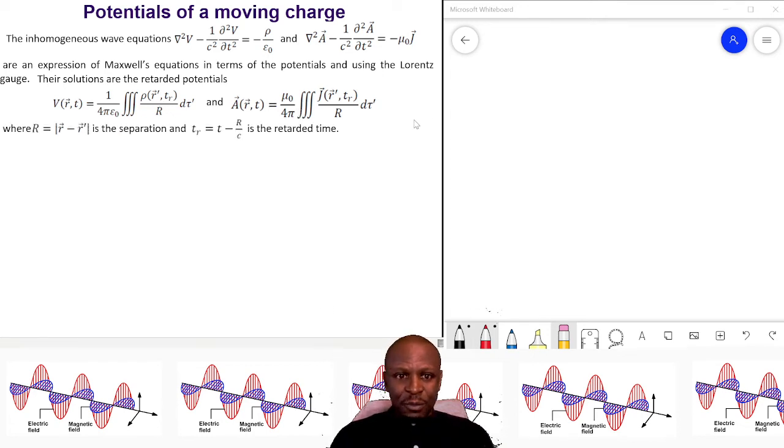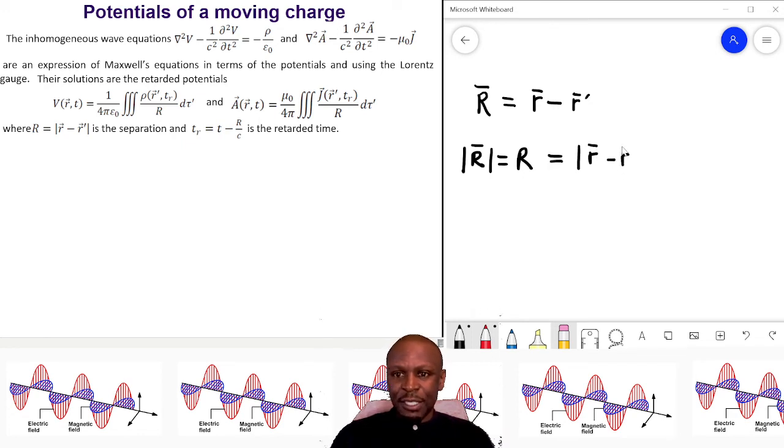Right. Now the separation vector, you remember I told you earlier on that the separation vector is nothing else but the field vector minus the source vector. These are just vectors. But now when I'm taking the magnitude of this vector, I can just write simply r. That is the magnitude of r.